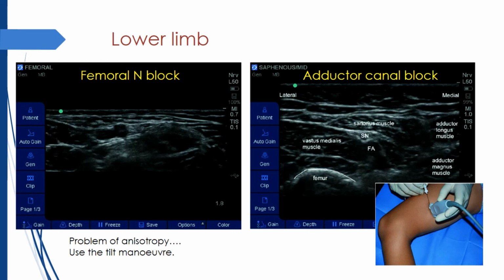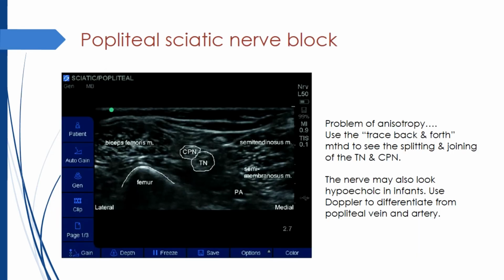Coming to the lower limb blocks, the femoral nerve can be blocked either at the level of the inguinal crease or in the adductor canal. The problem of anisotropy exists even in kids. We have to use this tilt. The popliteal sciatic nerve block, again the problem of anisotropy. Use the trace back and forth technique to see the splitting and the joining of the tibial nerve and the common peroneal nerve. The nerve may also look hypoechoic in small infants. Always try to use the Doppler to differentiate the nerve from the popliteal vein and the artery.